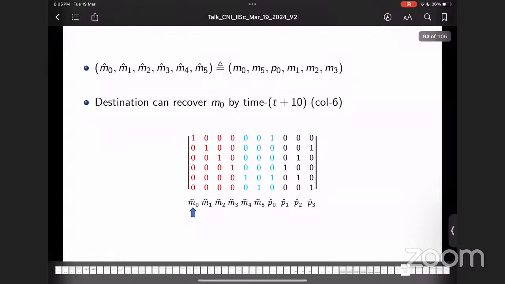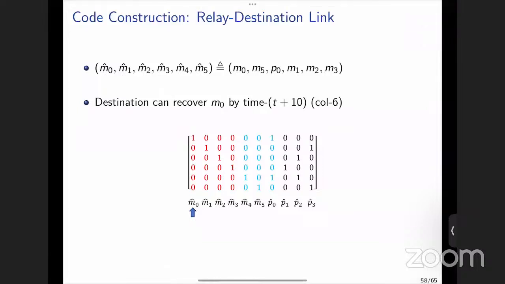And now let's see why this thing works. Recall that here the message symbols are not the actual message symbols. Here the message symbols are M0 cap, M1 cap, M2 cap, M3 cap, M4 cap, and M5 cap, which correspond to M0, M5, P0, M1, M2, M3, etc.